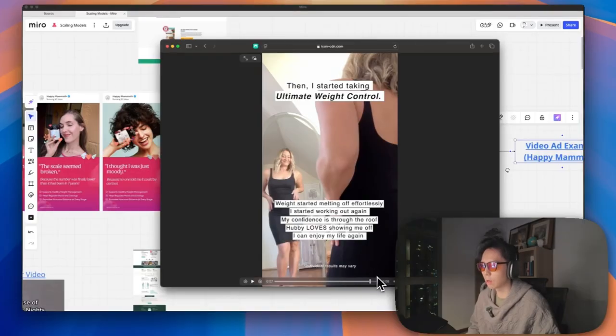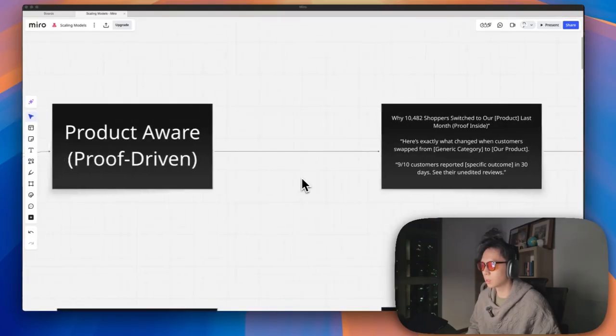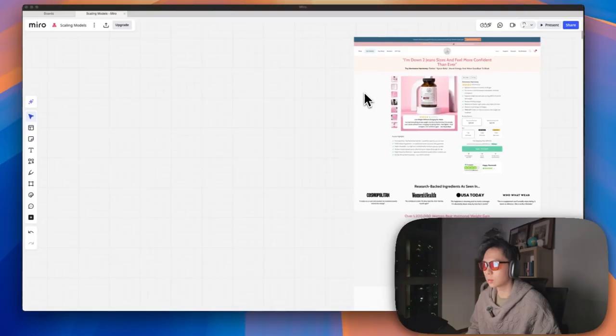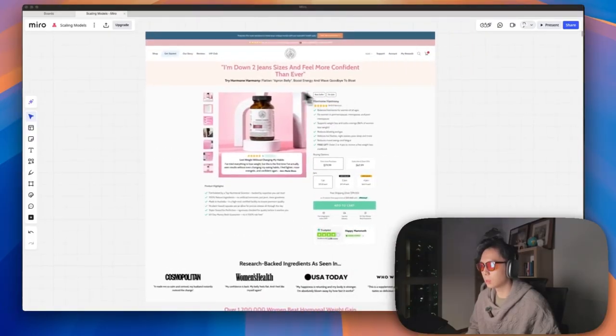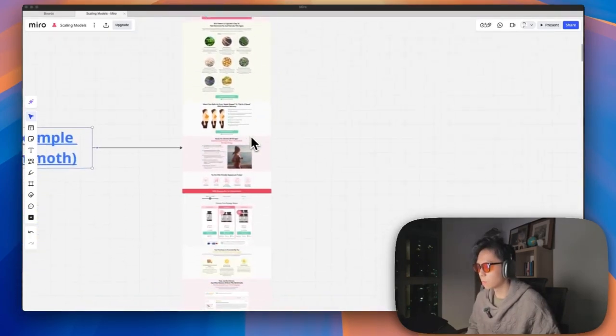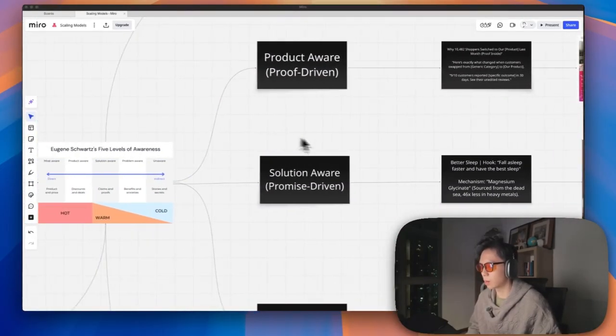So weight started melting off effortlessly. I started working out again. Hubby loves showing me off. I can enjoy my living. Okay, so this is the after state. So it's pretty similar to some of these ad examples over here. And it leads to a product page like this, where the messaging, of course, aligns with the ad. So we're talking about weight loss, feeling more confident than ever, flattened apron belly, boost energy and say goodbye to bloat. So this is an example of Happy Mammoth, which is a pretty huge consumer brand.